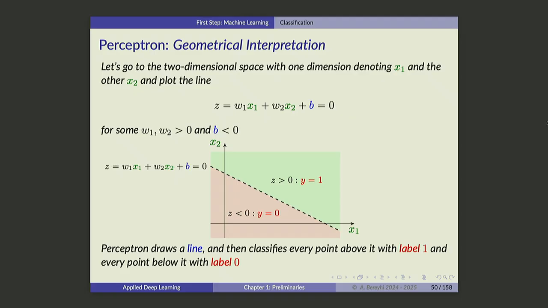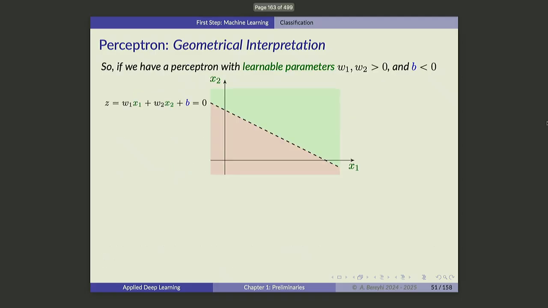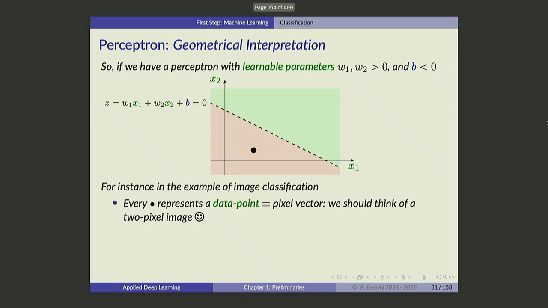So what you can think about this linear classifier, this perceptron, is that it is essentially always drawing one line and then looking at the data that it has. If the data is above that line, it's going to classify it as 1. If it's below that line, it's going to classify it as 0, right? Everybody's clear? So you can always think about it this way.